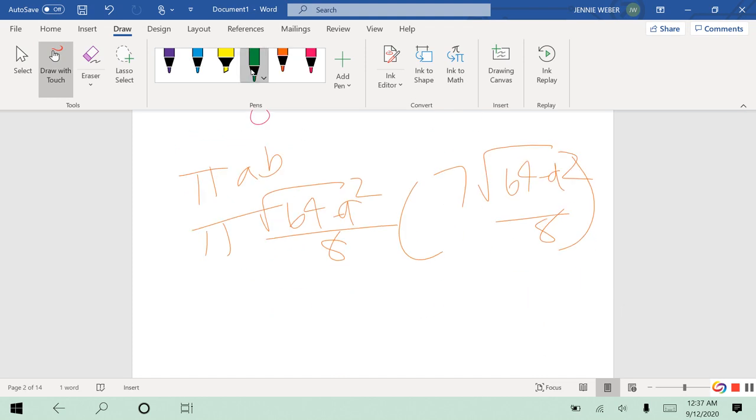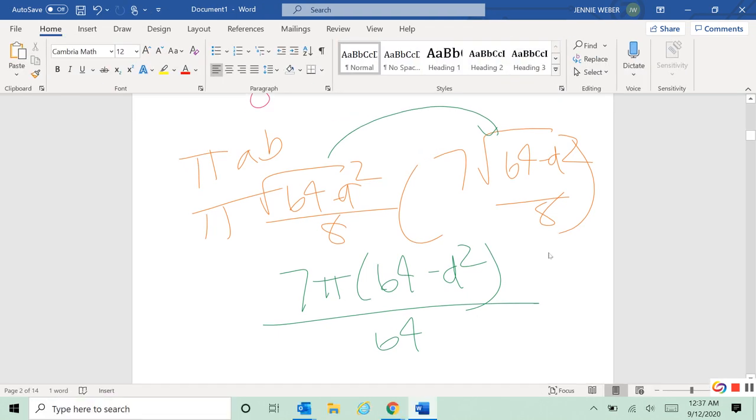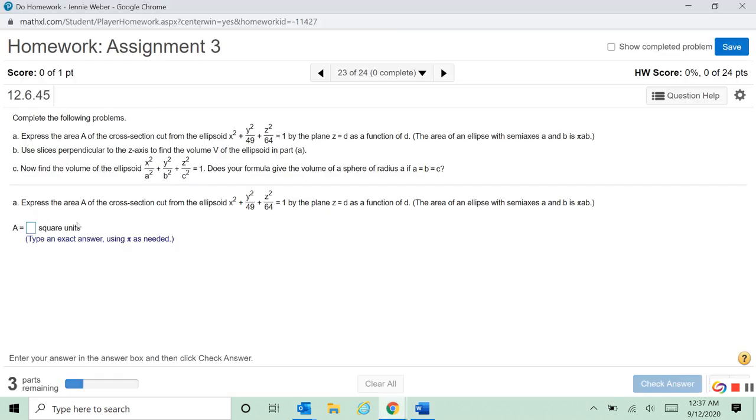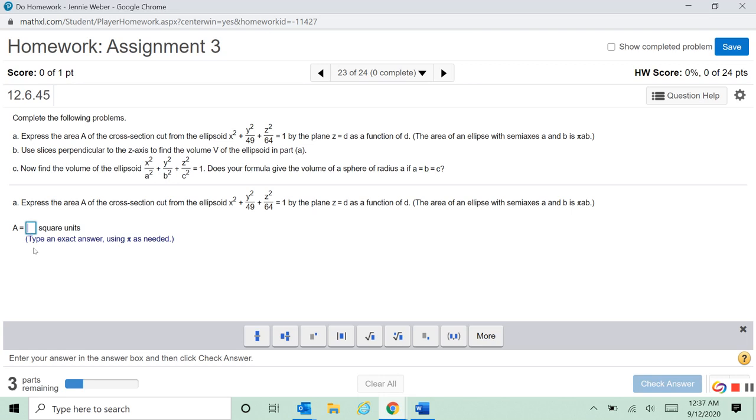Okay, so let's clean this up a little bit. So I have a 7 pi and then 64 minus d squared, because the two radicals cancel each other out, all over 64. So then this here is my answer. So let's go put this in here. So this is 7 pi times 64 minus d squared, and then this whole thing is over 64.